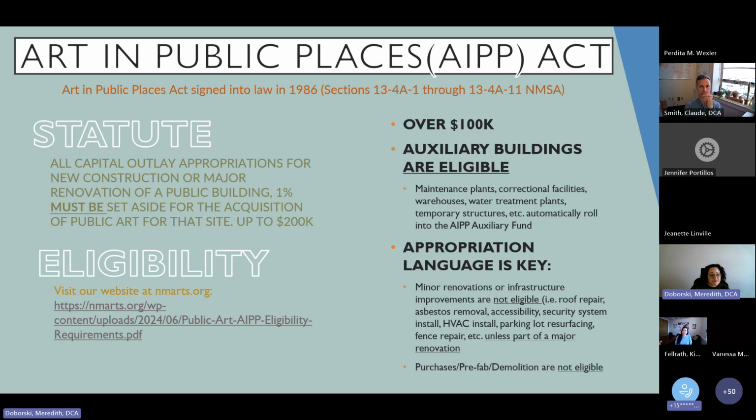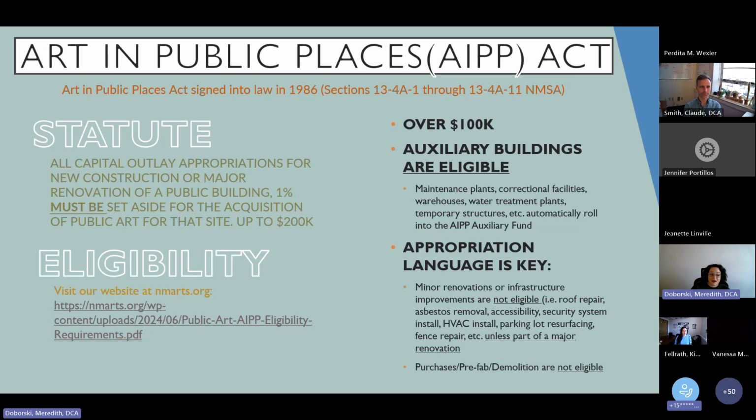So any kind of infrastructure projects are not AIPP eligible. So if we're talking about infrastructure for a building or infrastructure like building a parking lot, or maybe it's a road project, something like that. Maybe it's broadband, maybe it's water system, sewer. None of those would be AIPP eligible. Remember, it's only for a public building.